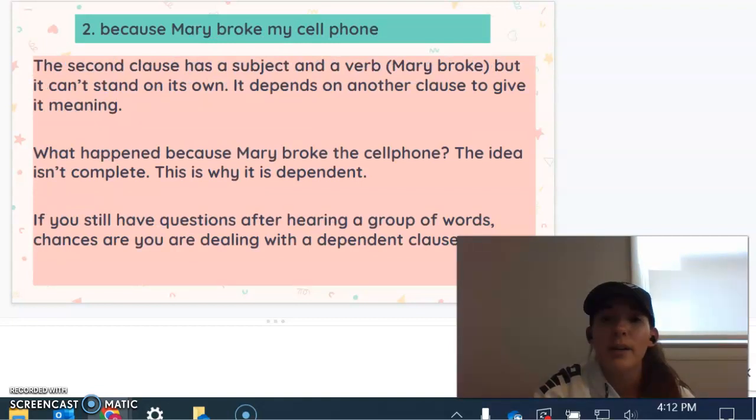So if you guessed that the second one is the dependent clause, you are correct. So because Mary broke my cell phone is dependent, we have a subject and a verb, Mary broke, but it can't stand on its own. It's dependent on another clause to give it meaning. What happened because Mary broke the cell phone? The idea, it's not complete. This is why it is dependent. If you still have questions after hearing a group of words, chances are you are dealing with a dependent clause.